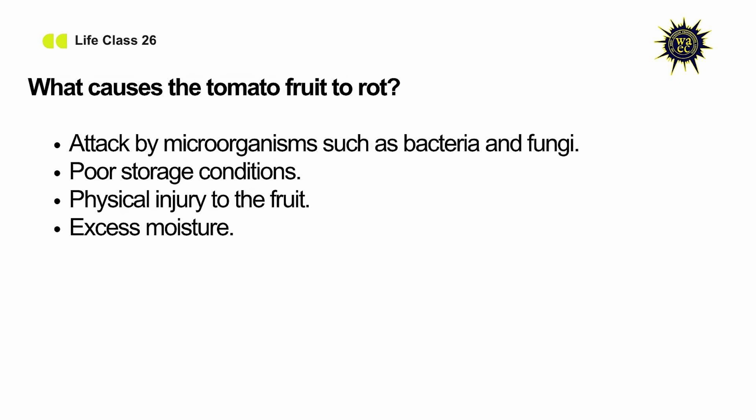They will ask you what causes the tomato fruit to rot. The first thing you should know is that it is caused by an attack by microorganisms such as bacteria or fungi. The moment these microorganisms attack these fruits, they begin to spoil. Number two is poor storage condition. When you don't store them properly, they get deteriorated.